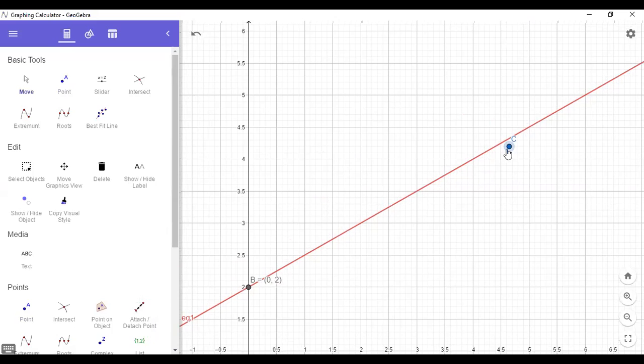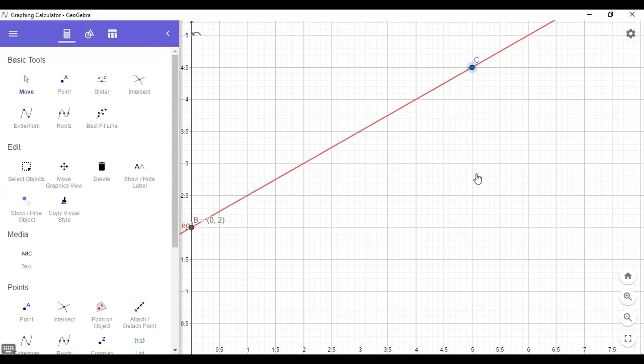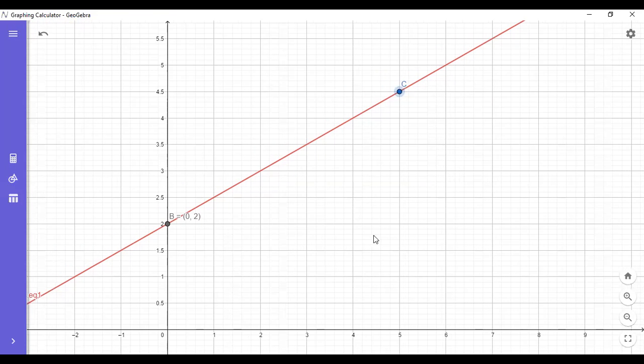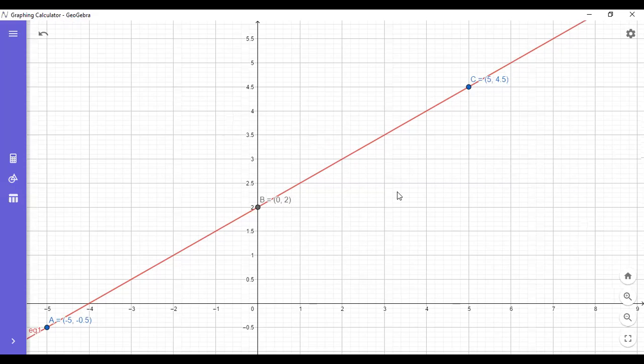Okay, let me take it down. See, let me zoom out for you. So let me write the coordinates here. There you go. So let me zoom out.